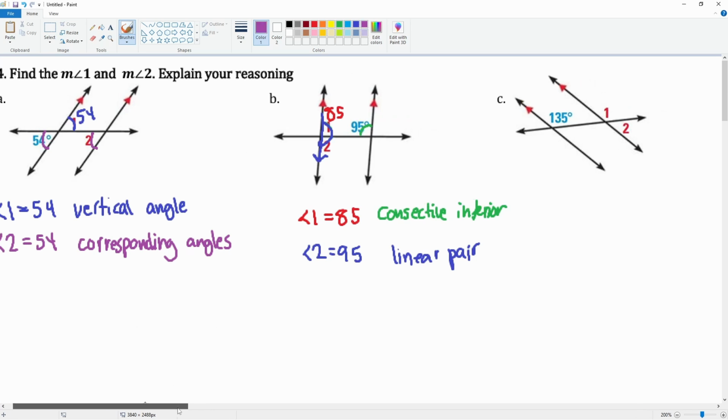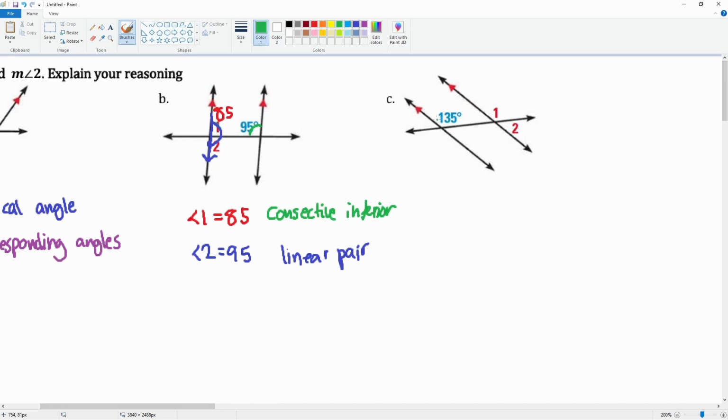Let's look at C here. If this is 135, angle 1 is also 135 because of corresponding angles. They're both on the top right. Then we can get this by using linear pair. So we do 180 minus 135. That gets you 45. Angle 2 equals 45, and that's going to be because of linear pair.